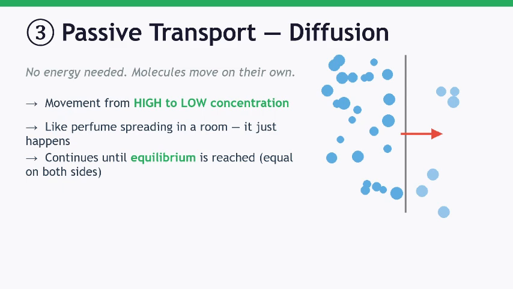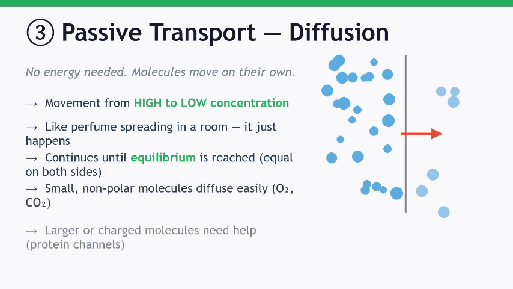In cells, oxygen and carbon dioxide move this way. Oxygen is high outside the cell, low inside, so it diffuses in. Carbon dioxide is high inside, so it diffuses out. It continues until both sides are balanced, which we call equilibrium. Simple, elegant, no energy spent.